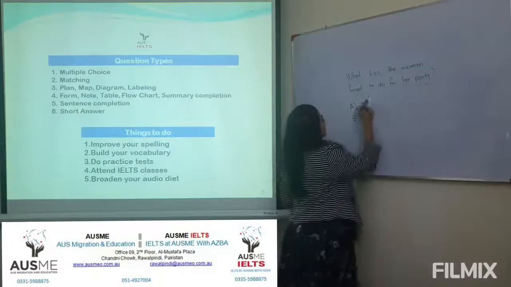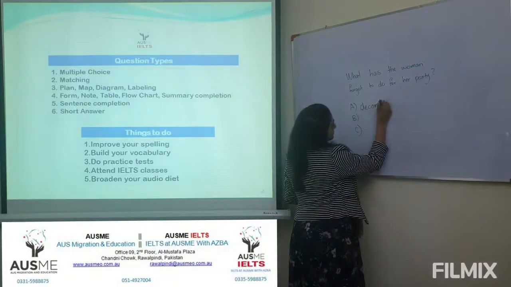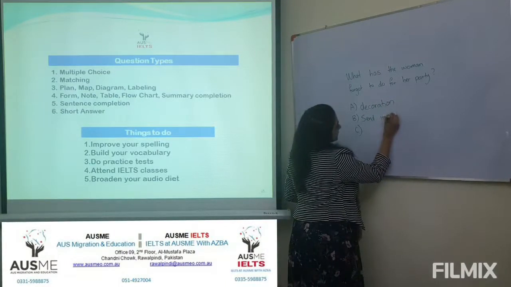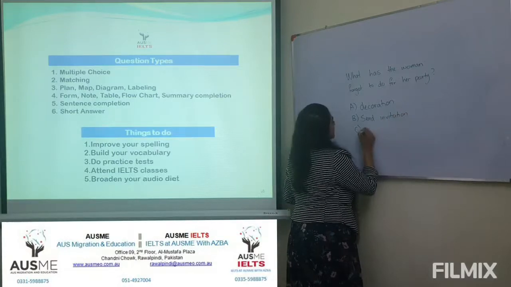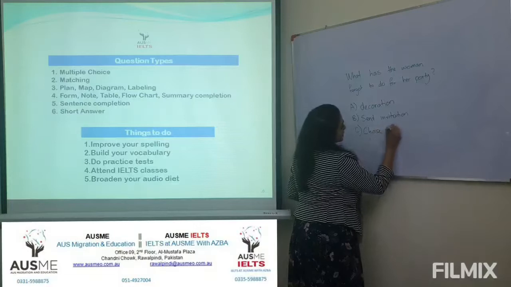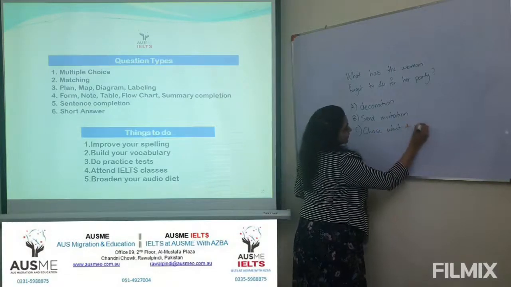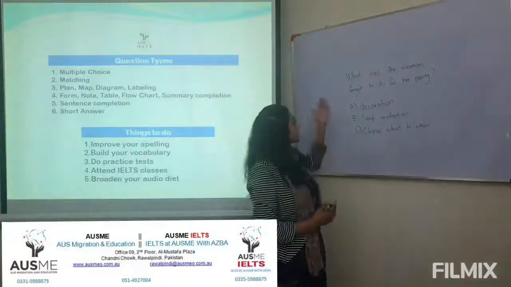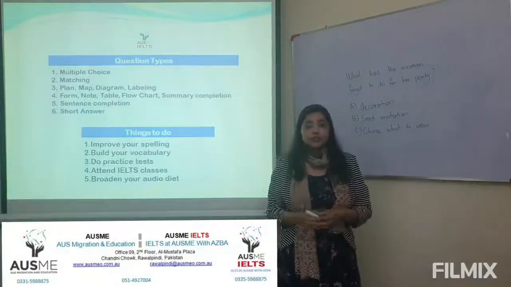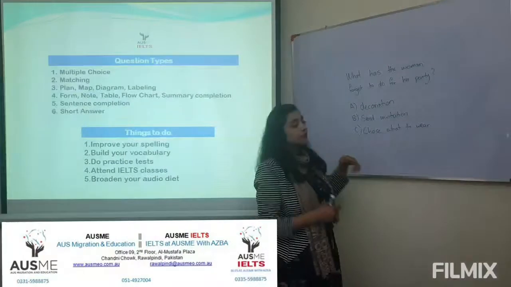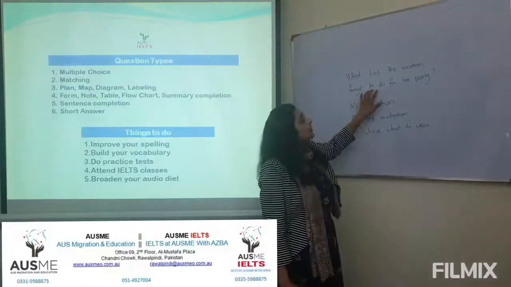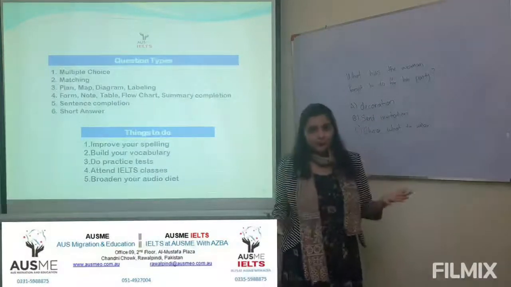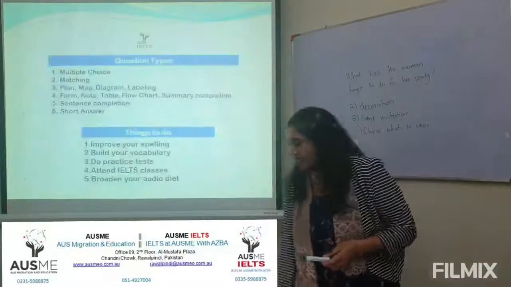So over here, I would write probably decoration. Send invitations. Or choose what to wear. And there will be an audio played, and the audio would specifically tell you this information. In the multi-choice, you've got to remember that sometimes it will talk about all the options that you have, so you have to clearly remember what the question is actually asking you and circle the answer that you think it is talking about. Cool?